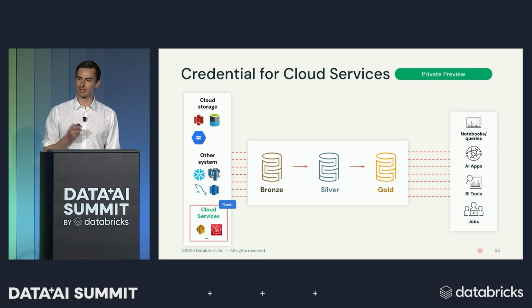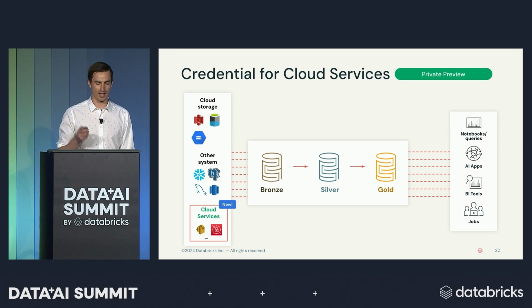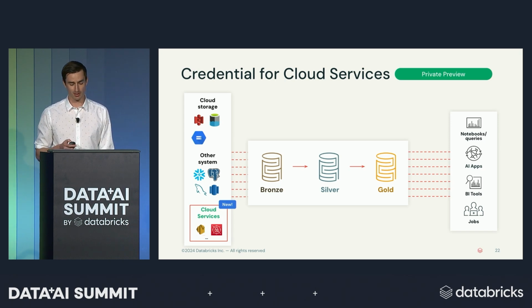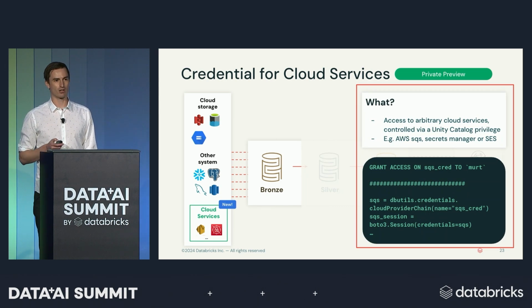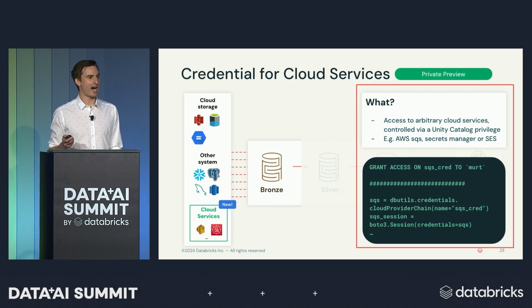Now, why would you use a cloud service object? Let's say that you want to get access to AWS Secrets Manager or use SQS or SNS or an Azure service or GCP service. Well, Unity doesn't know how to natively model those objects yet. So let's take an example, perhaps Mert here. He wants to get access to Amazon's SQS, and he has an IAM role to do that.